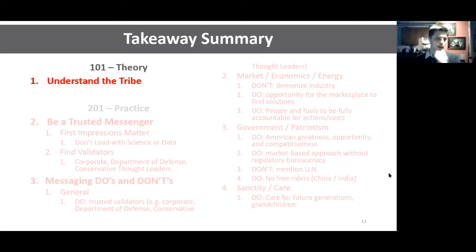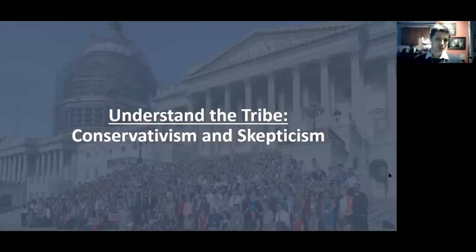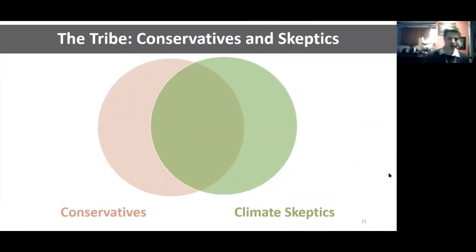We're going to spend time looking at understanding the conservative mind and understanding both conservatism and skepticism, because they're related in a lot of ways, but they're two different things. To make that point, I just showed this Venn diagram, and we're actually going to put some numbers to this a little bit later. But the short answer here is that not all conservatives are climate skeptics, and not all climate skeptics are conservative. So keep that in mind, because we want to be careful with how we think about people and our preconceived notions about them. Remember, not all conservatives are climate skeptics, and vice versa.